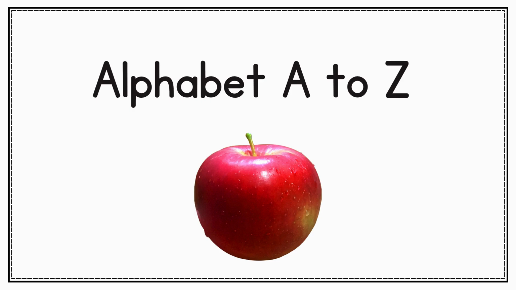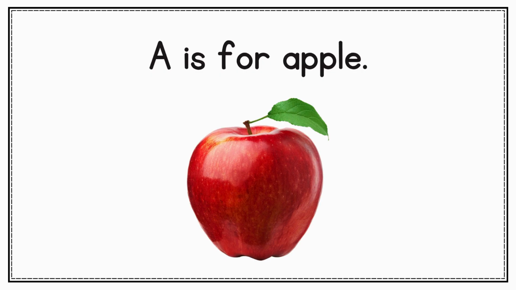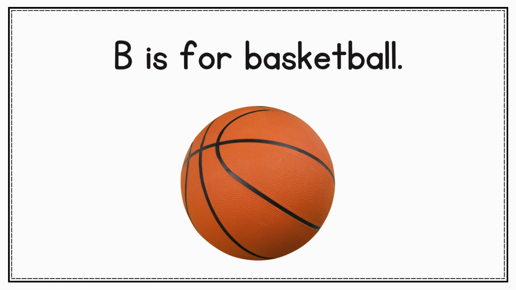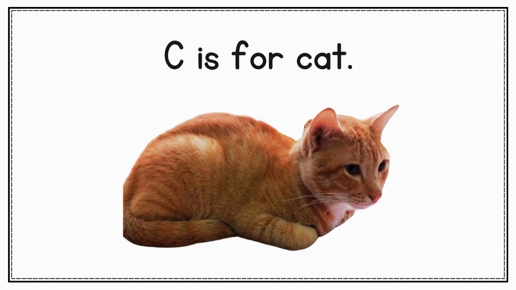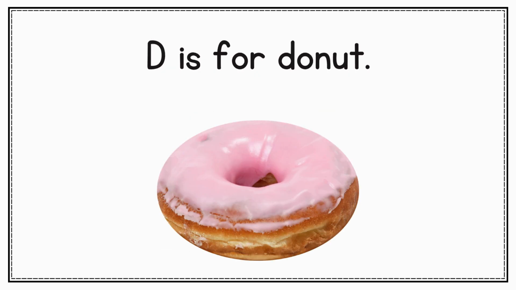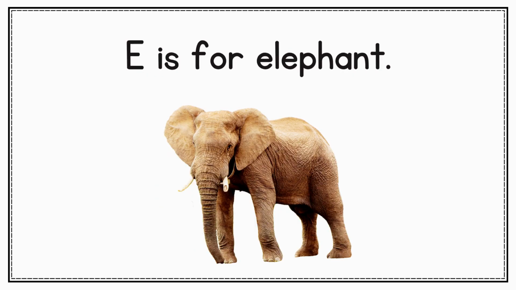Hello kids, let's learn alphabet A to Z. A is for apple. B is for basketball. C is for cat. D is for donut. E is for elephant.